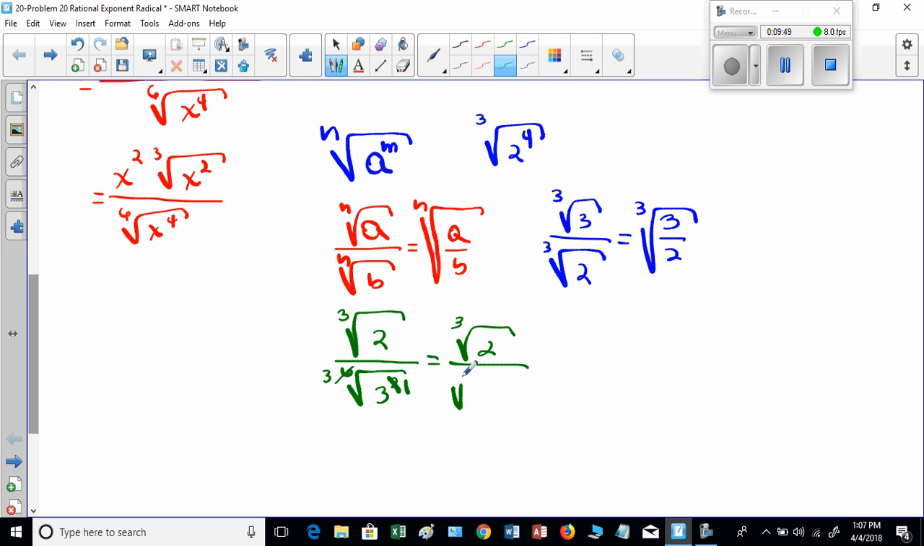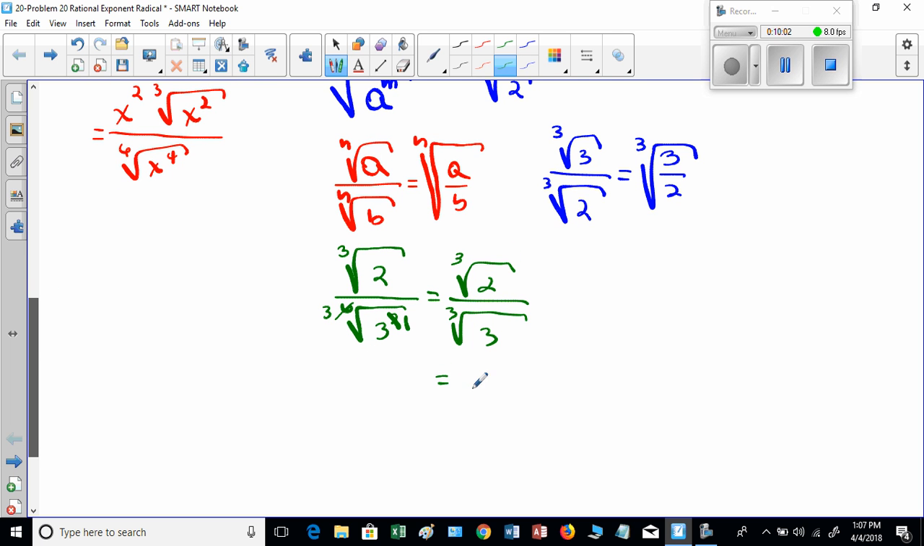Now you know the index is 3, you know the power inside the radical is 1. So it would be the cubic root of 3 to the first power. Since you now have the same index, you can combine these two radical expressions. So in one radical, this would be the cubic root of 2 over 3. And that's what we're going to try to accomplish here.